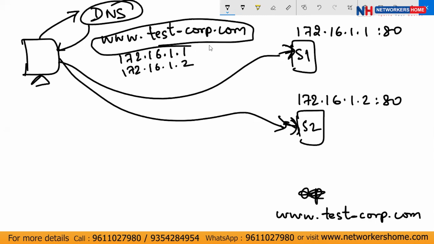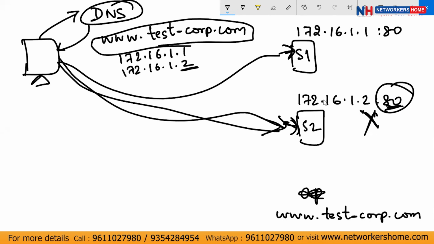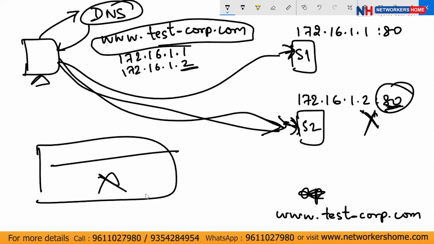But this was not efficient, because let us assume that at some point this server is down for some reason, or maybe this specific service on this server is in a hung state. And at that time the DNS server responded with this IP address. The client will try to establish a connection to this server, and at the end the website will not load. So basically this specific solution was not effective.